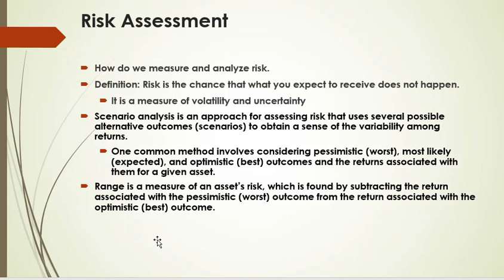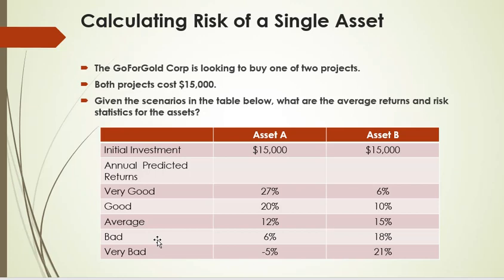Now, there is a measure of risk that's called range. And range is just the worst possible outcome subtracted from the best possible outcome. The only challenge with range is it really doesn't take into account the chance that those extremes happen. So range is a very rough measure of risk. Scenario analysis will allow us to more accurately calculate risk statistically.